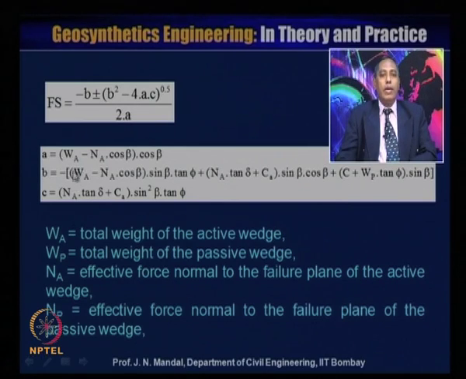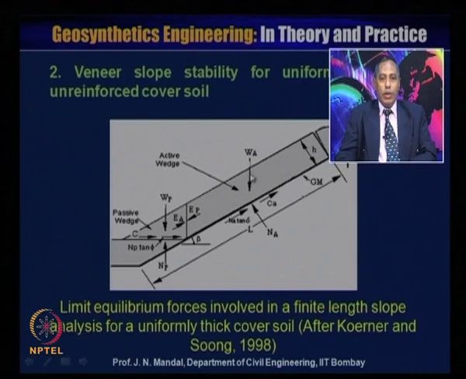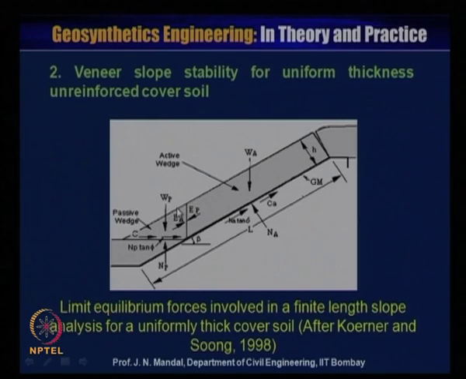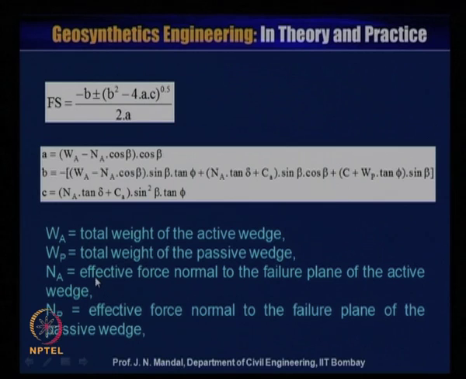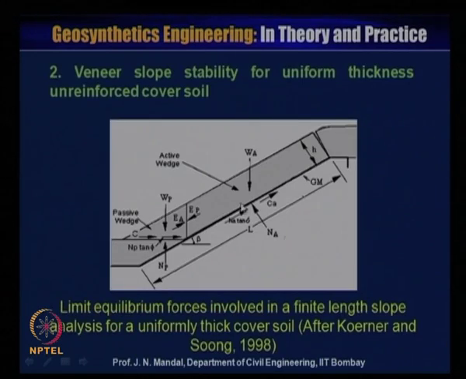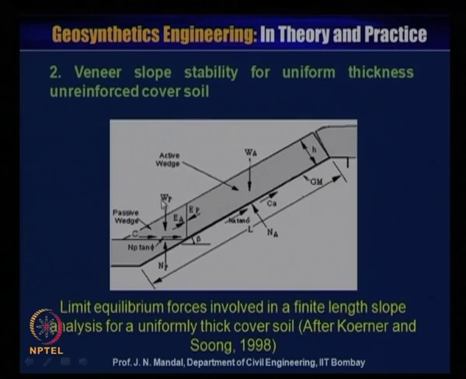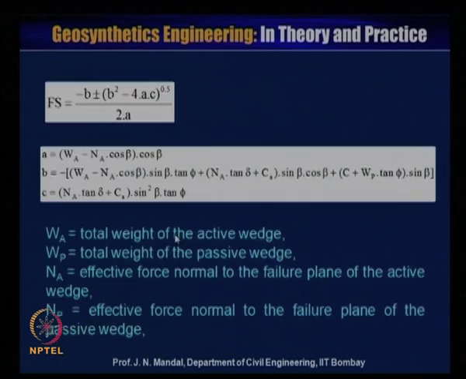where WA I told is the total weight of the active wedge, and WP is the total weight of the passive wedge, and NA is the effective force normal to the failure plane of the active wedge. This is the active wedge, NA normal force, and also NP is the effective force normal to the failure plane of the passive wedge, here NP.